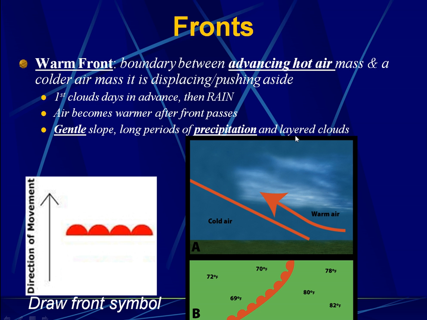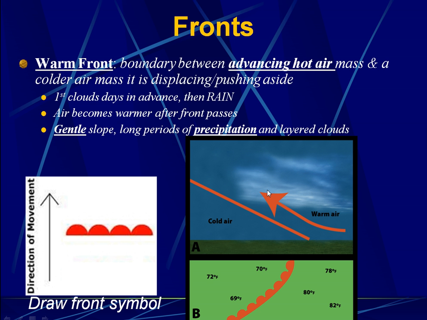A warm front will look like this on a map. You could think of it as little half suns. And again, the little suns point the direction it is moving. So in this case, it is moving north. In this map, the warm front is moving northwest. Now notice the shape is different.